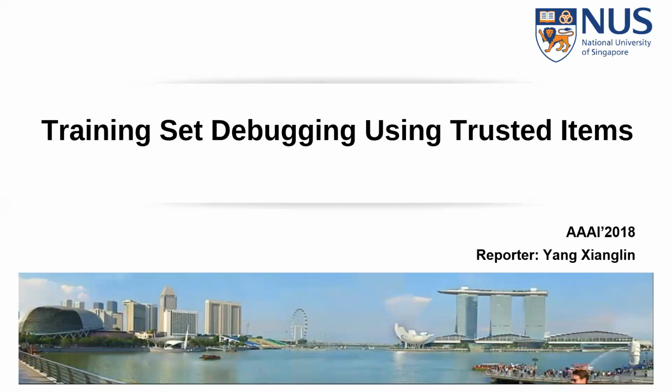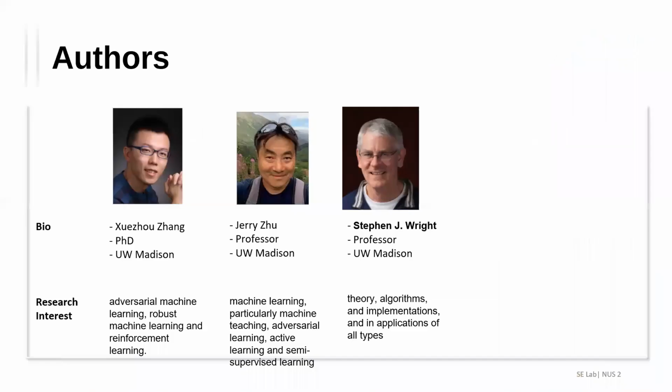The paper I'm going to present today is called Training Set Debugging Using Trusted Items. It was published in AAAI in 2018. The authors are all from the University of Wisconsin Madison. The first author is a PhD student whose research interests mainly focus on adversarial machine learning, robust machine learning, and reinforcement learning. The other two are professors from UW Madison.